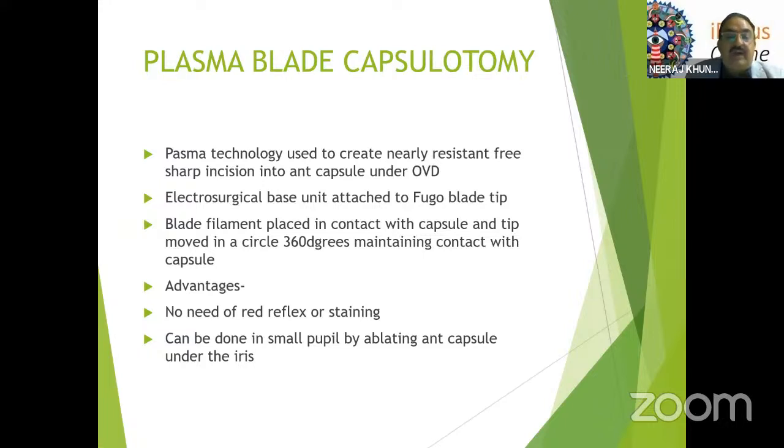The advantages are that we don't need a red reflex here, or we don't need a staining here. This can be done in a small pupil also by ablating the anterior capsule under the iris. Otherwise, in manual rhexis, if we have a small pupil, we have to use pupil dilators, either iris retractors, or we have to use other techniques of pupil dilation.